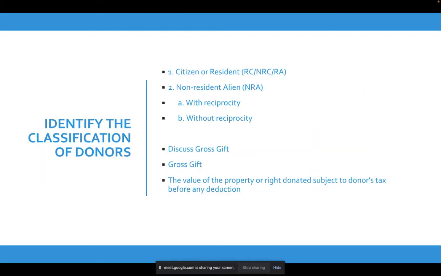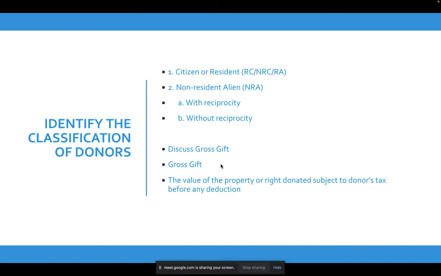Okay, so let's identify the classification of donors. Again, like doon sa estate, ngayon sa donation or sa donor's tax, ika-classify na naman natin sila. So meron tayong classification, resident and citizens. So yung resident citizen, non-resident citizen, and resident alien under one classification, and then two resident alien. Sa resident alien, of course, we also have to note with reciprocity or without reciprocity. I hope naaalala pa natin yung discussion natin on reciprocity. 'Di ba? Last meeting, we've actually discussed reciprocity.